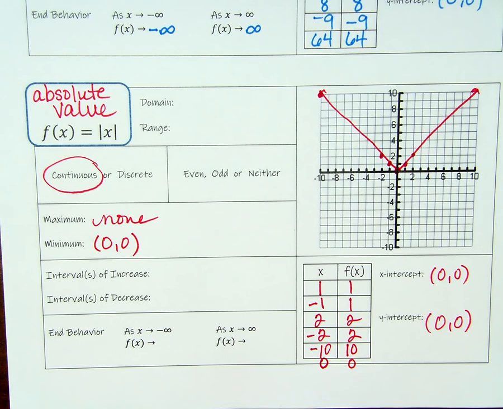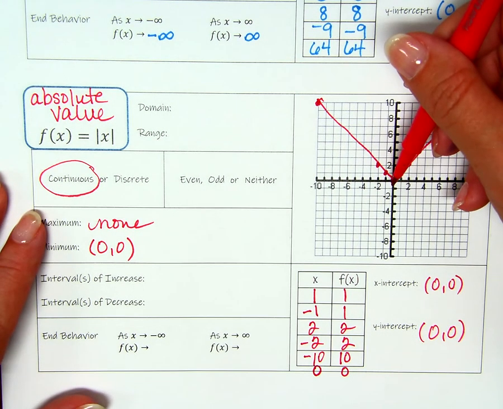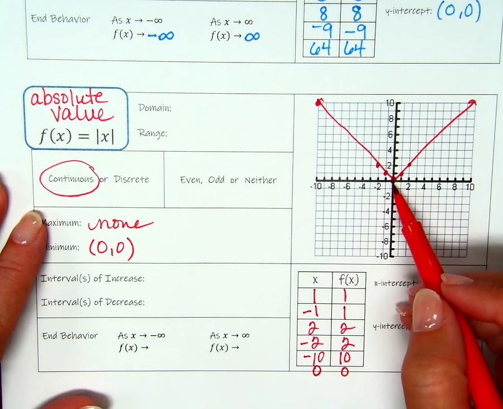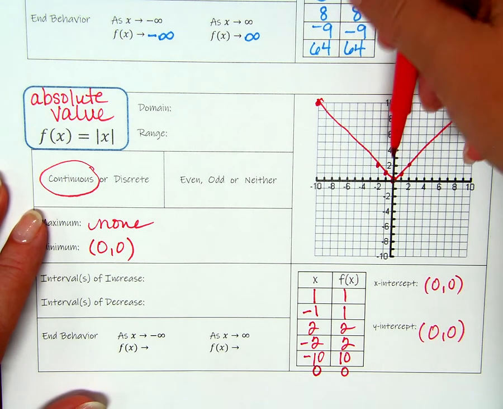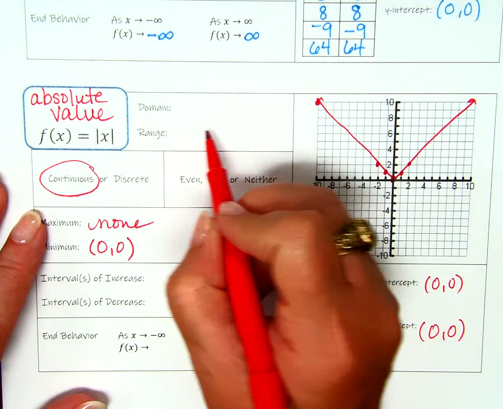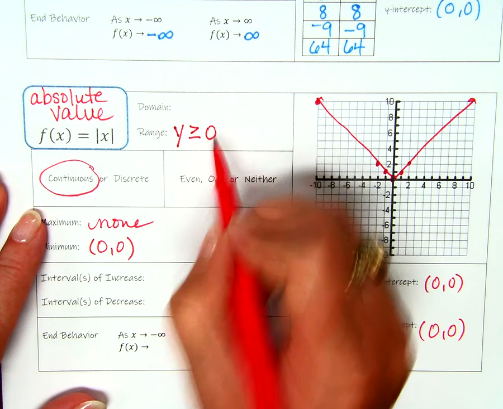So while we're at it, let's talk about the domain and the range. We were just talking about the range, weren't we? Because we said, while it goes all the way up, it doesn't go all the way down, does it? It stops at 0. So where does it start? Like how far down does it go? 0, and how far up does it go? So it starts at 0. So y is everything greater than or equal to 0.